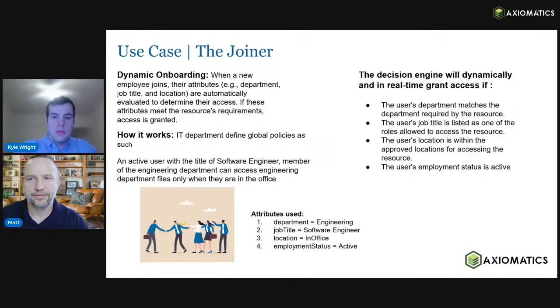So in this case, we already have rules or policies based on our existing users that say if the user's department matches the department that is required for the resource, they'll have access. If your job title is listed as one of the roles allowed to access the resource, again, you'll be granted access, and so on.